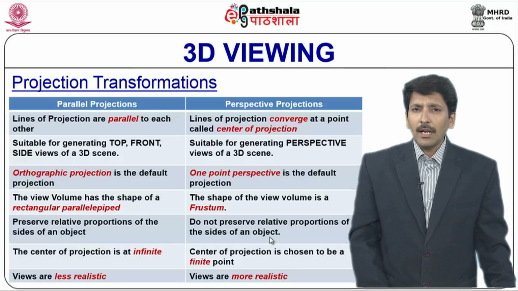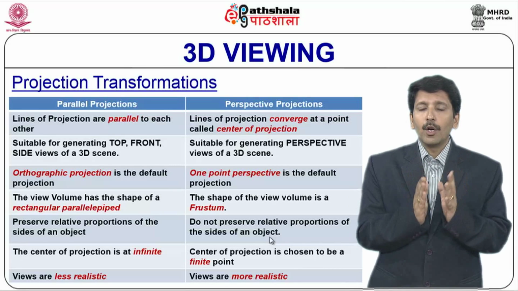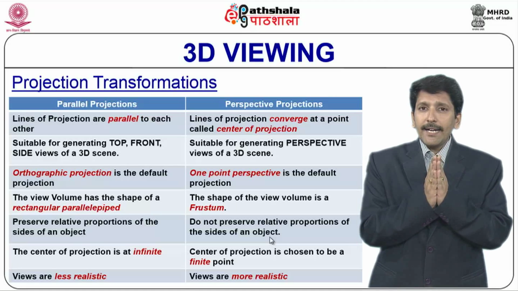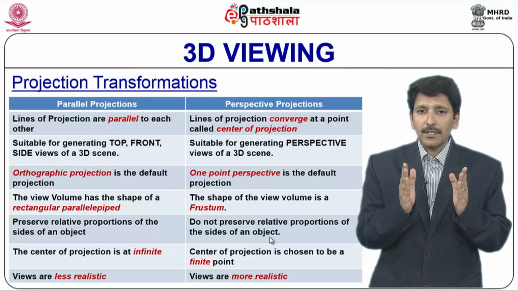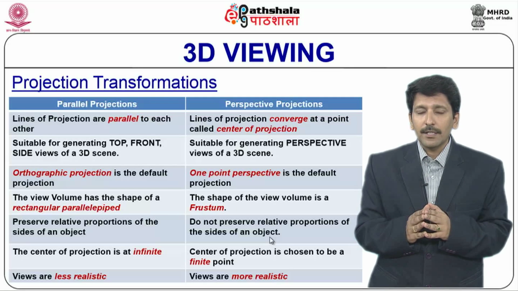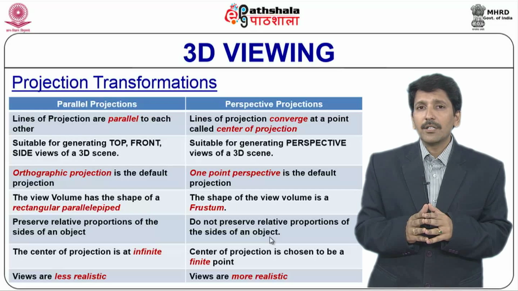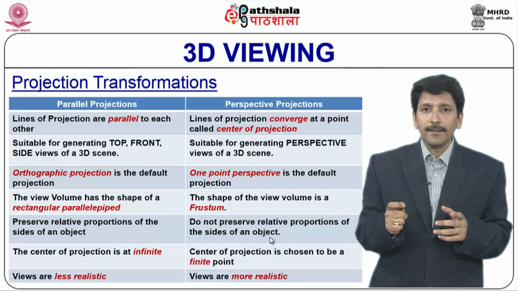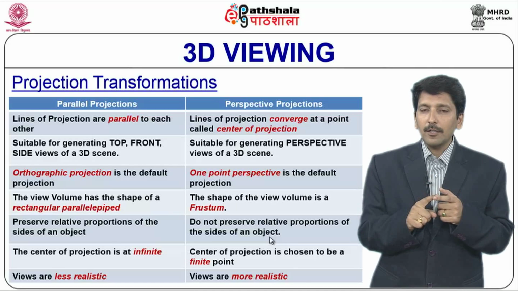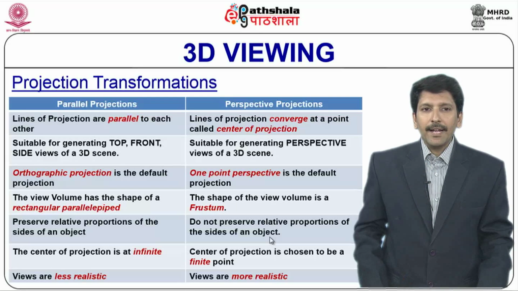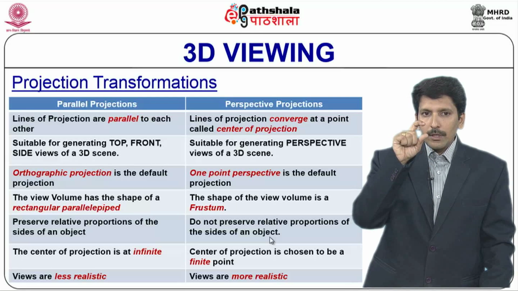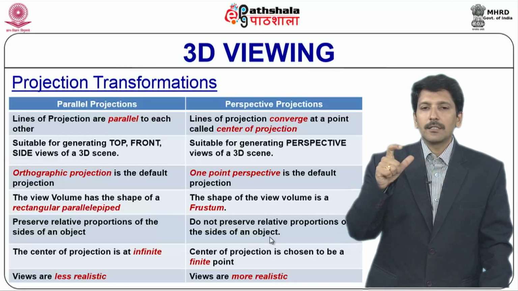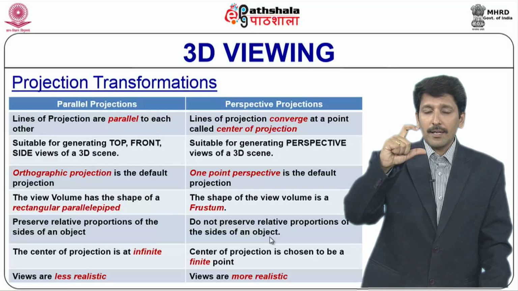And now, let us see the most important differences between parallel projections and perspective projections in this slide. In parallel projection, the lines of projection are parallel to each other, and in perspective projection, the lines of projection converge at a point called the center of projection. It is also called the projection reference point in other terminology. It is also called I. So, I: center of projection or projection reference point. And the next difference you can notice: parallel projection is suitable for generating top, front and side views of a 3D scene, but with perspective projection we can generate perspective views.